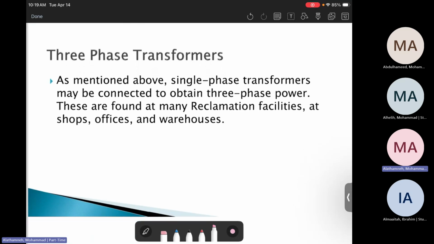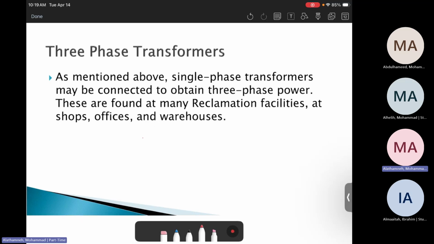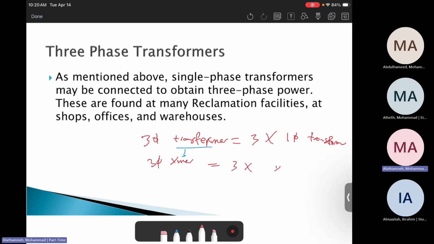Three-phase transformer: sometimes we can create a three-phase transformer from single phase ones. So in order to get a three-phase transformer, we can say it is 3 times a single phase transformer. Sometimes we use a shortcut for transformer, XMER. So a 3-phase transformer equals 3 times XMER, single phase.